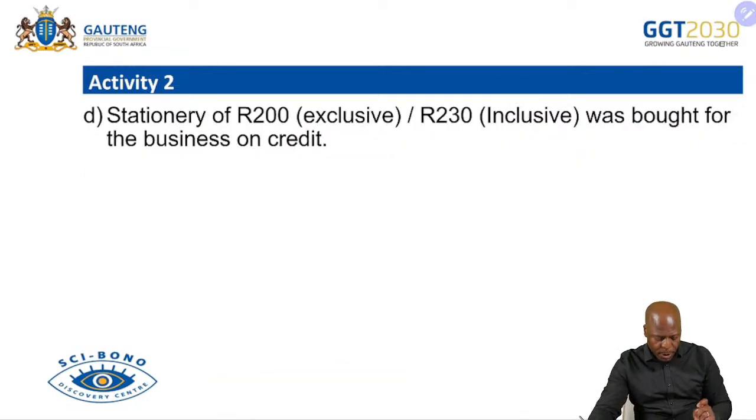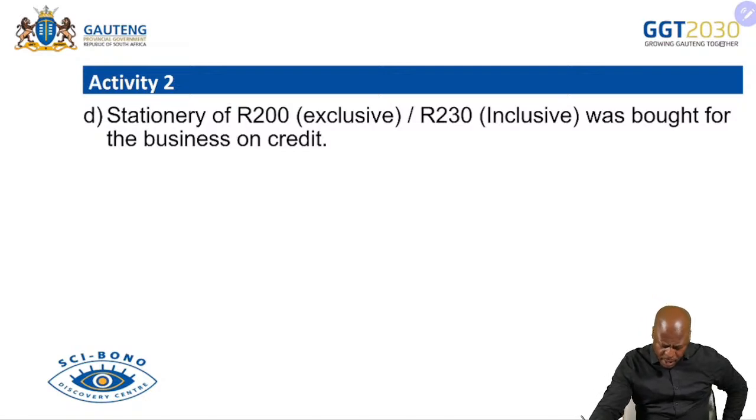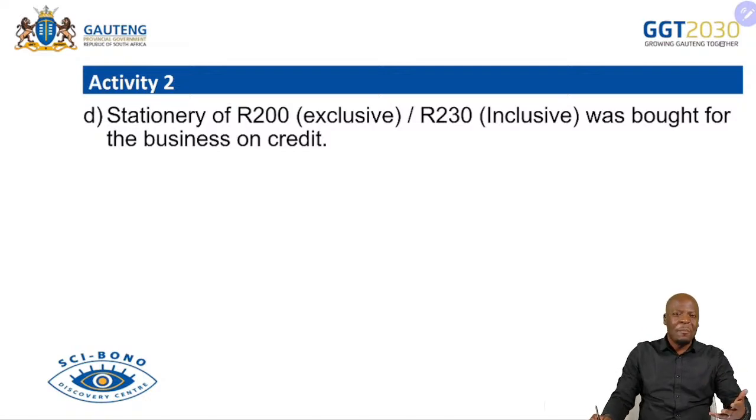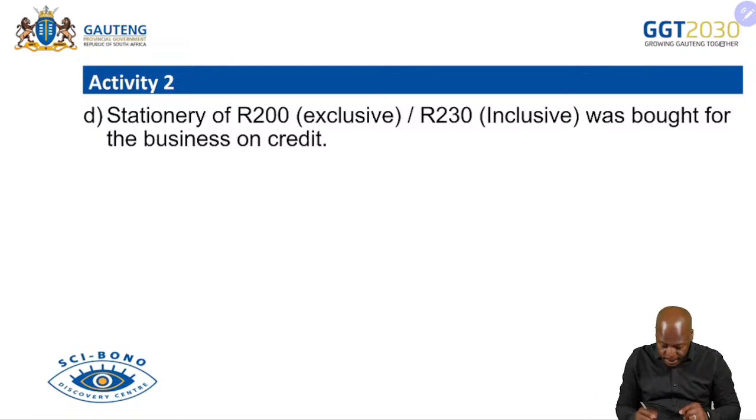Information D. Stationery of 200 exclusive, 230 inclusive. Okay, so here they're giving us a piece of cake. They're giving us two amounts, one exclusive, the other inclusive. So two amounts, an exclusive as well as an inclusive amount. And it was bought for the business on credit. So once we have stationery, remember, are the goods coming in? So it's going to go to your input VAT.